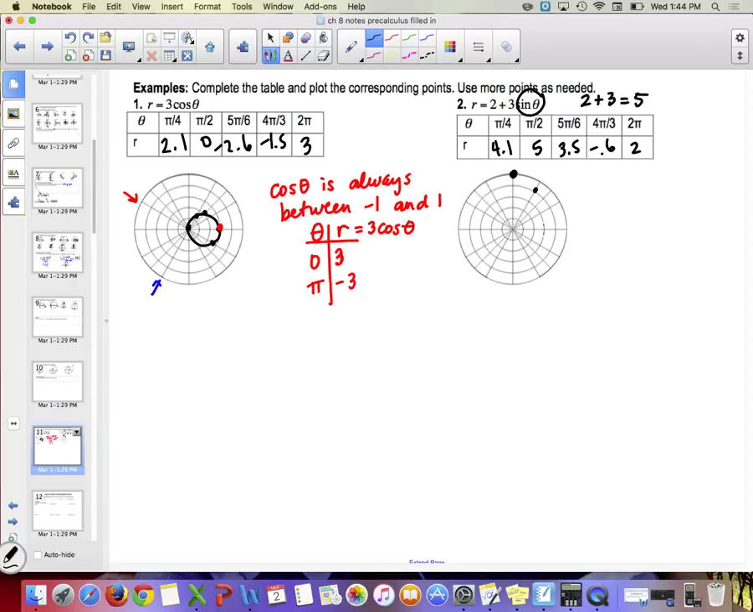All right, and then 5 pi over 6, you get 3.5. So 5 pi over 6 over here. 1, 2, 3. 3.5. Would that be the same as like pi over 6? Sometimes you can use the symmetry to help you. Yeah, it's the same as pi over 6, right? So you could actually get another point over here.